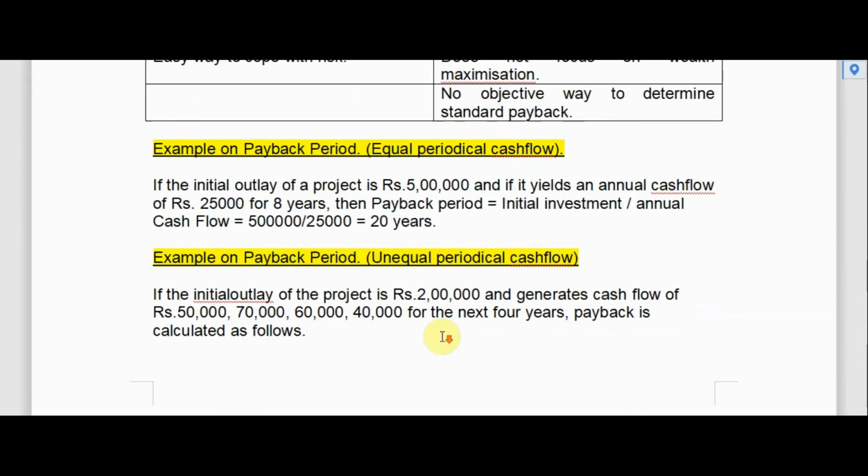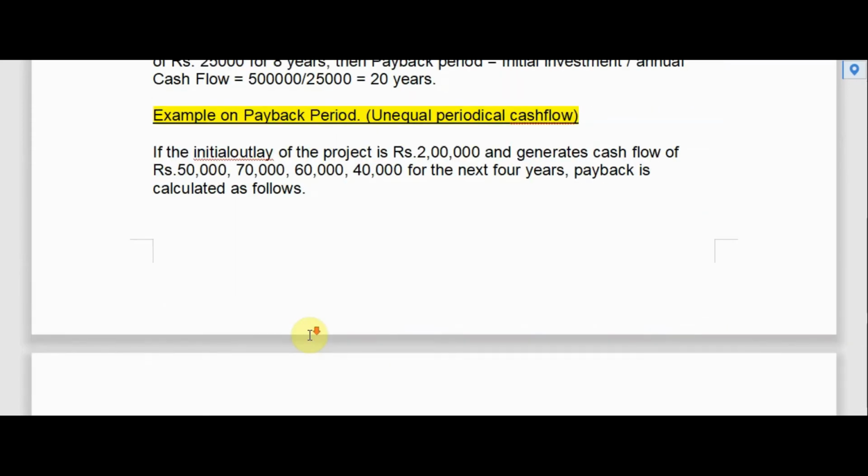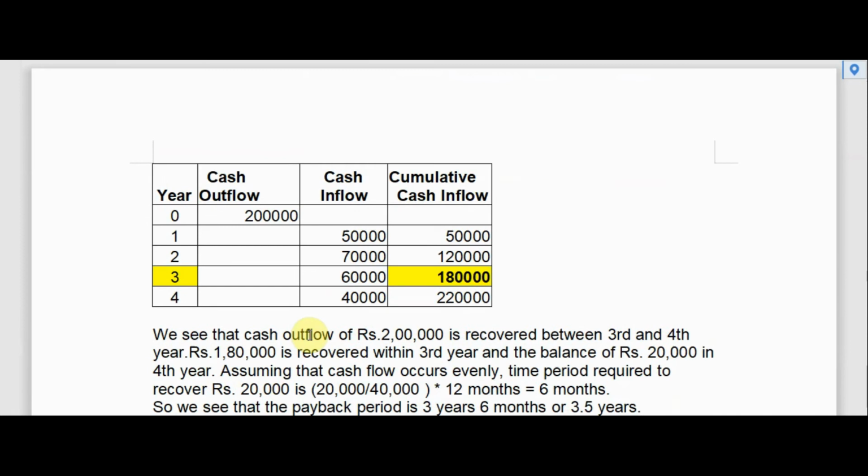Now let us come to an example where the periodical cash flow is unequal. Let us suppose the initial outlay of the project is rupees 2 lakh and it generates cash flow of rupees 50,000, 70,000, 60,000 and 40,000 for the next 4 years. How is the payback period calculated? In this way.